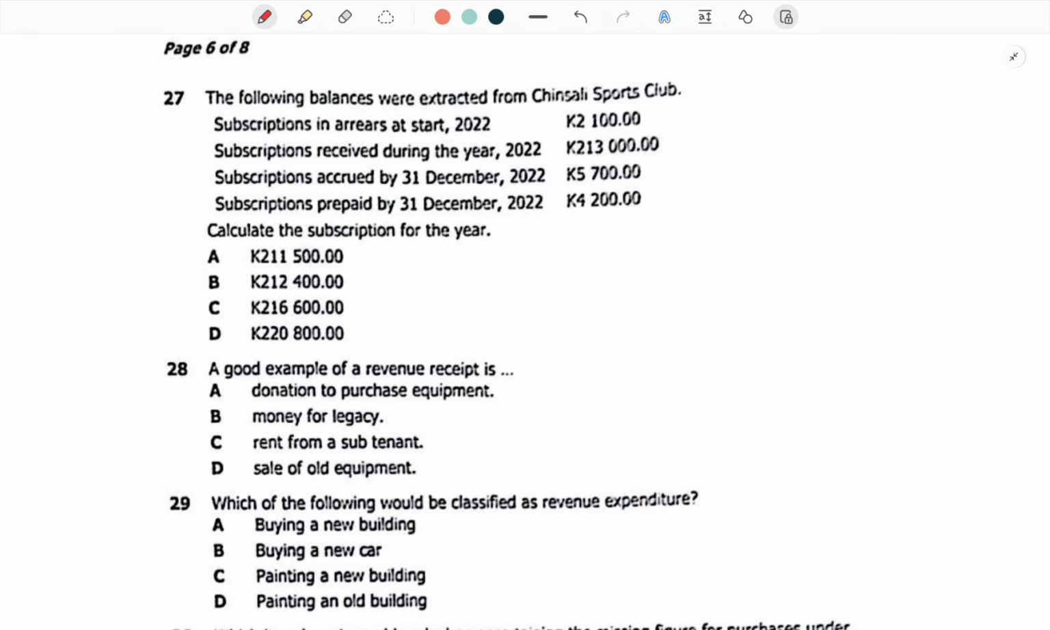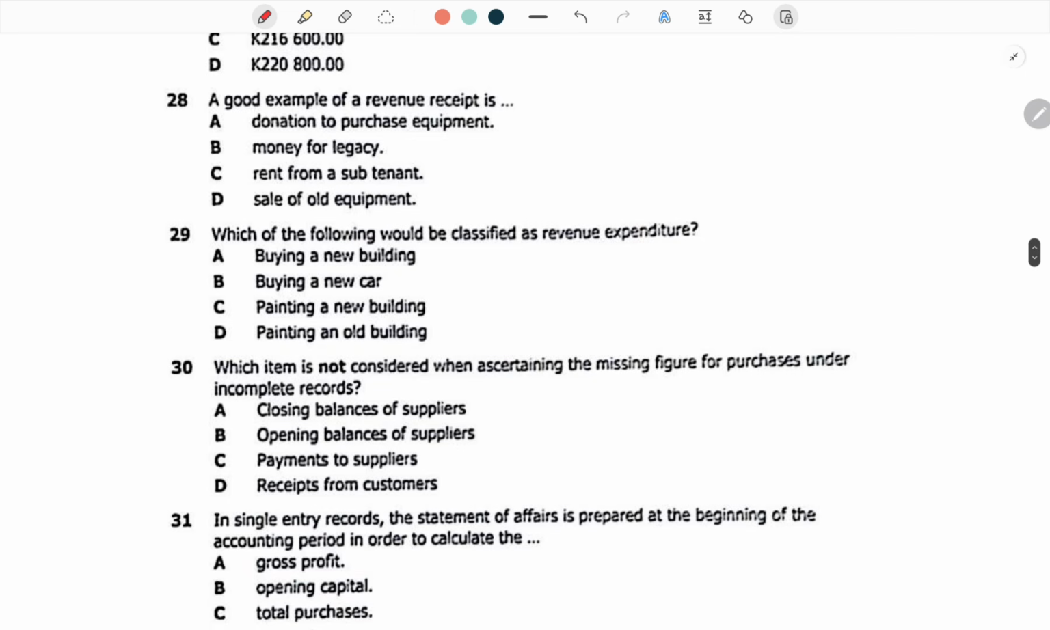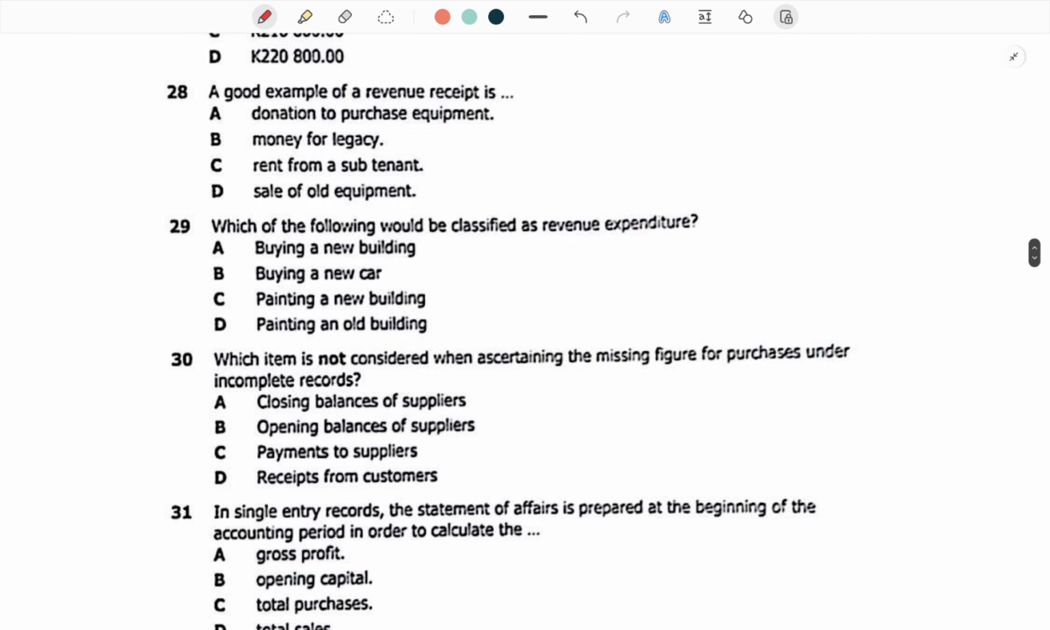Okay, so this question is the same as the question which I gave you, so same concept. A good example of a revenue receipt is, of course, rent from a subtenant.